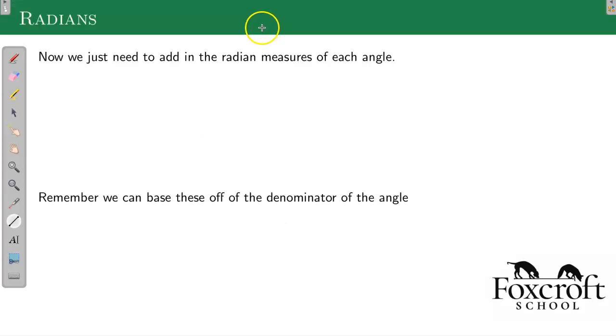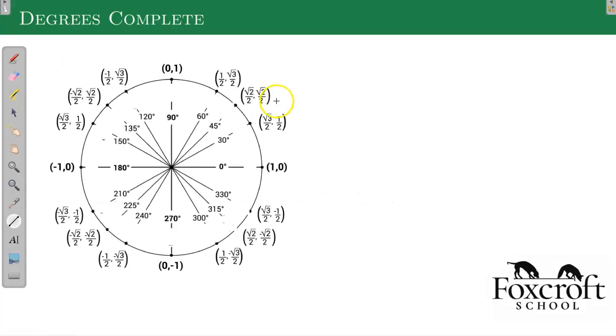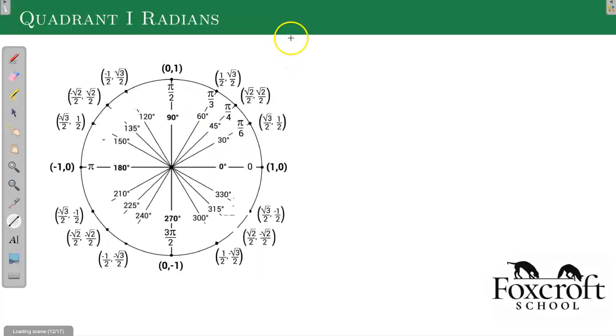All right, so now we have our completed circle we learned first, and now we just need to add in those radian measures. All right, they all are based off the denominator of the angle. All right, so first we're going to fill in quadrant 1 with our radian angles. And again, you could convert these. These are ones you basically should have memorized. Radians are a little bit weird because they're almost in reverse. You start off with the bigger one and you work your way to the smaller one.